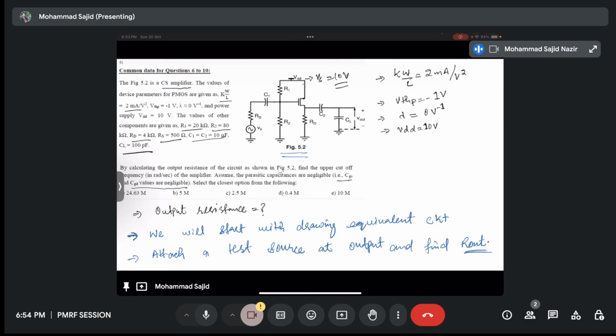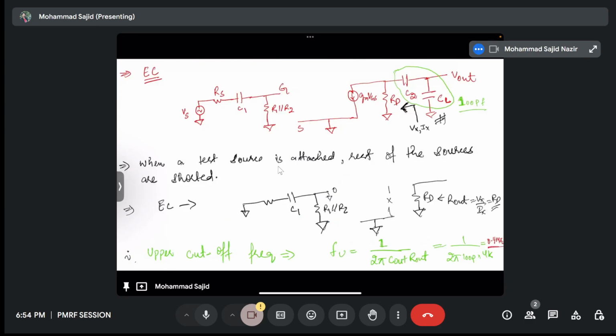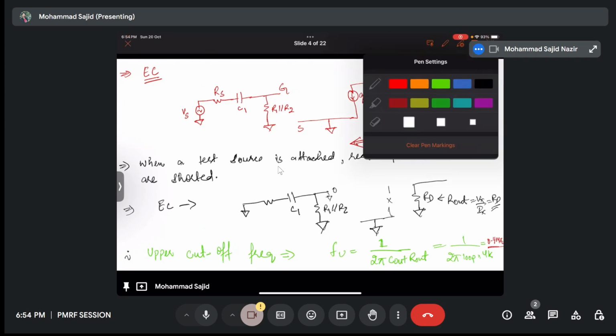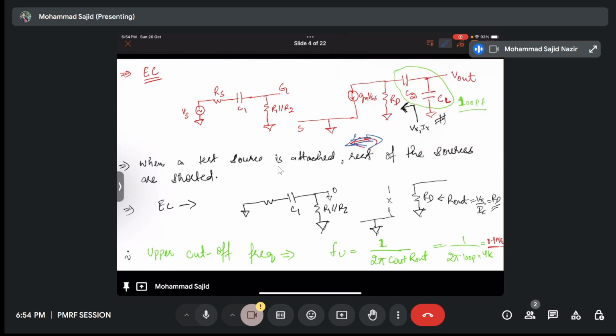Okay, so for this problem, we need to find the output resistance. So what we'll do, we'll start with again drawing the equivalent circuit. You should have a good hold on drawing the equivalent circuit. Attach a test source to the output and find the R out. So this is my equivalent circuit.